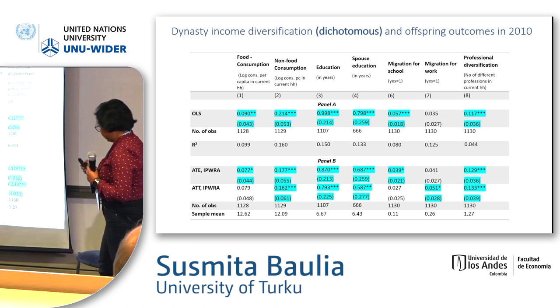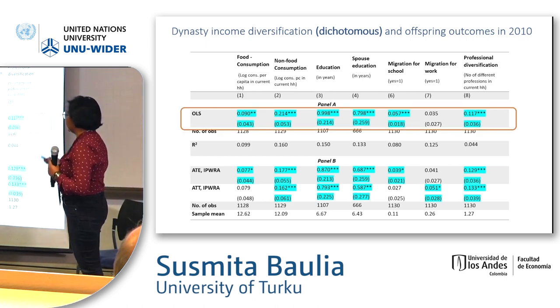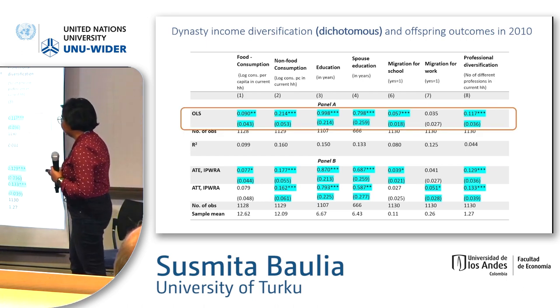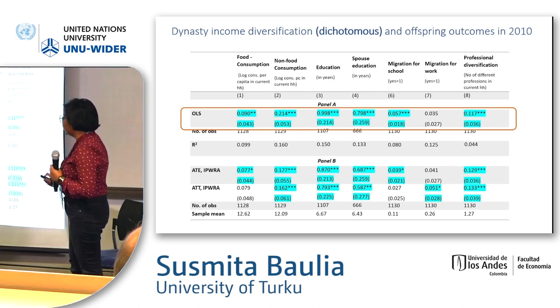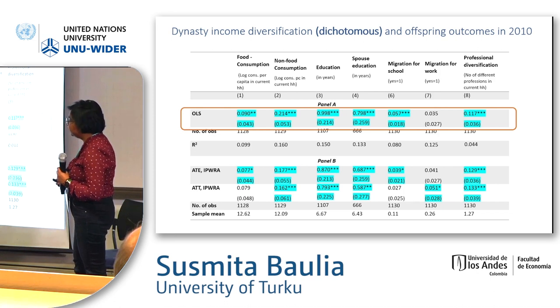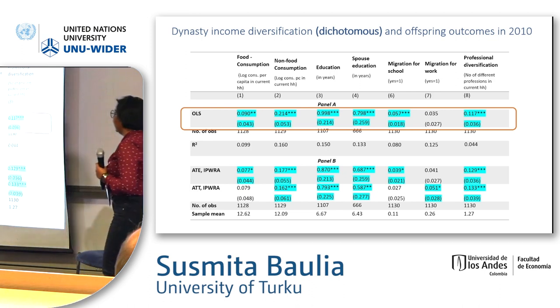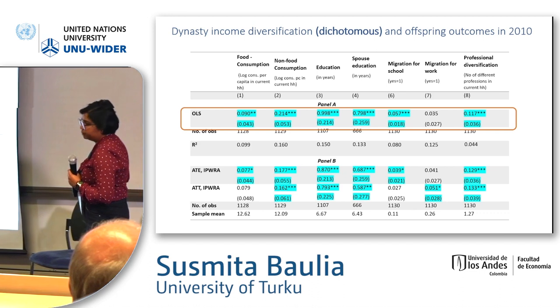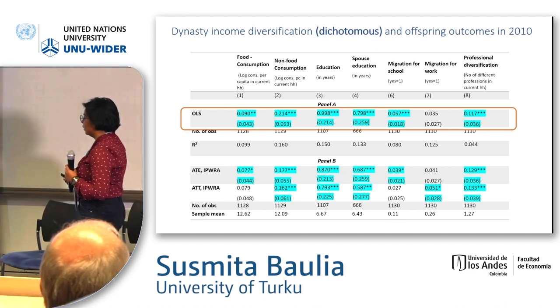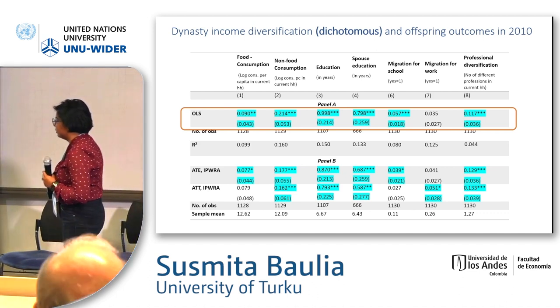And the results, so for the dichotomous case where it's a dummy variable for diversification, we look at outcomes such as food consumption in the current household of the young adult, and then non-food consumption in the current household, their educational attainment, the educational status of their spouse, the migration patterns, and also professional diversification. We have the number of different professions in the current household of the individual that we are tracking.